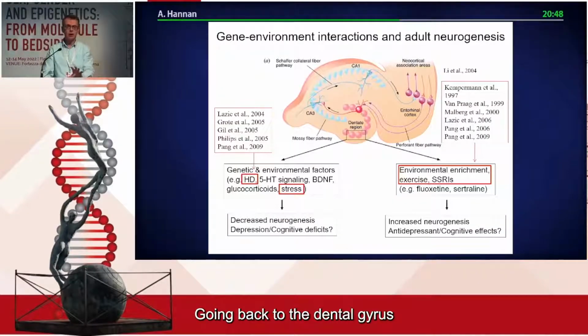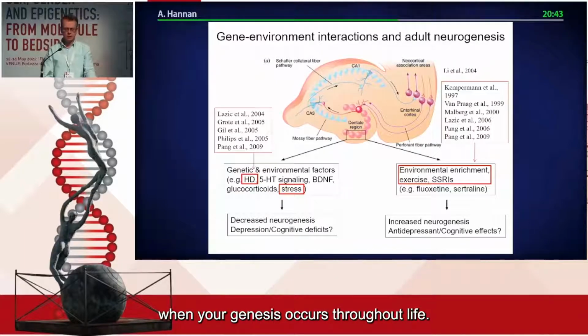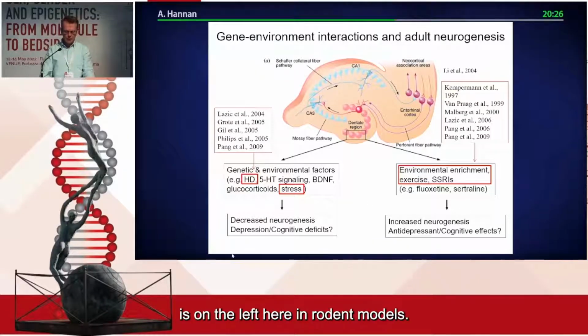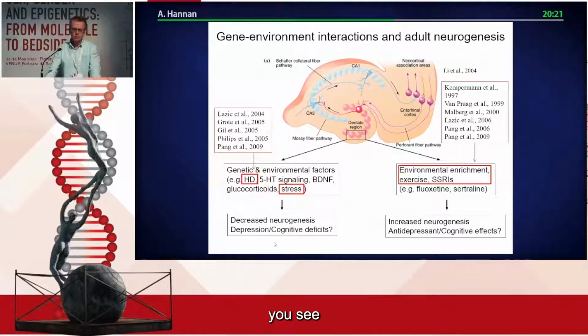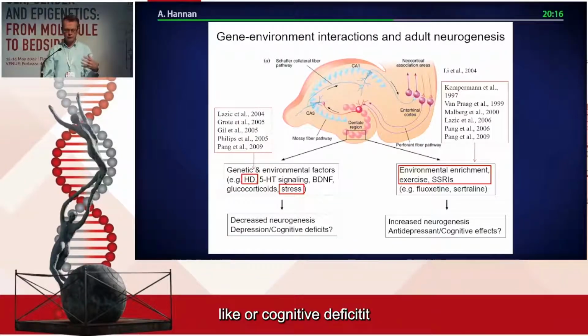Going back to the dentate gyrus here, it's a very interesting region because it's a region in the adult brain where neurogenesis occurs throughout life. And so we've been interested in this for a number of reasons. We were able to show originally with Roger Barker in Cambridge that these Huntington's mice have deficits in adult hippocampal neurogenesis. And the interesting thing here, on the left, is that in rodent models, there's a whole heap of models whereby you see decreased adult hippocampal neurogenesis coupled with depression-like or cognitive deficits in the rodent model. We were able to add Huntington's to this list.